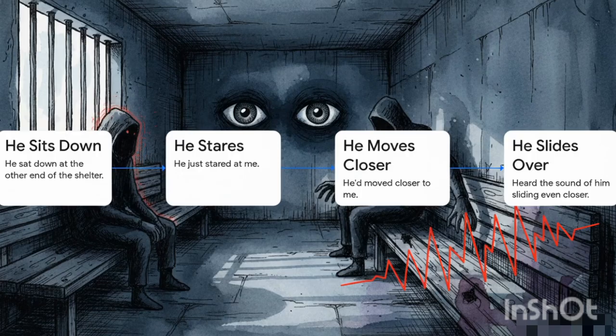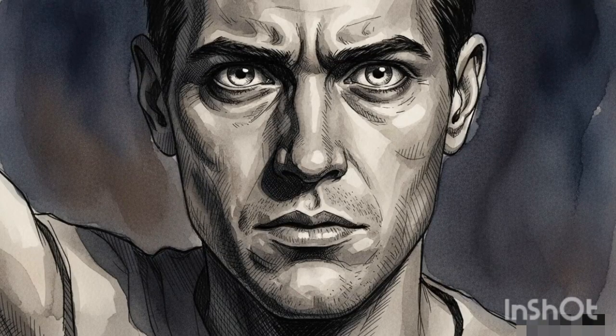In an animation, you can time each of these actions perfectly, maybe holding the shot for just a beat too long to really ramp up that discomfort, making that bus shelter feel smaller and smaller until it feels like a trap.